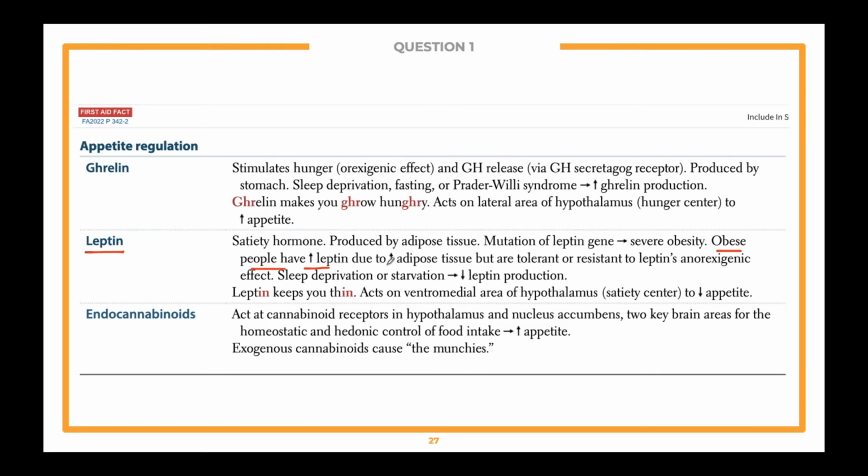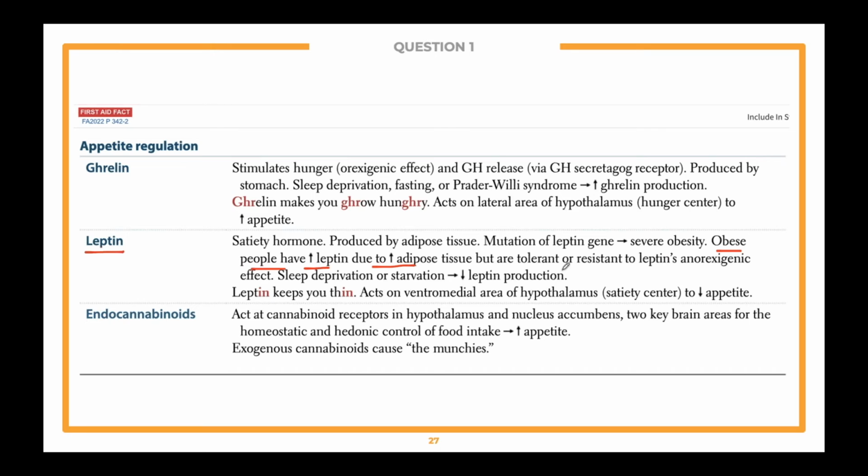Okay. Sleep deprivation or starvation leads to decreased leptin production. Okay. So in this patient who has been losing weight, it's most likely that this patient now has a decreased leptin because they have decreased adipose tissue. Okay. On the other hand, ghrelin is something that would be increased during dieting.